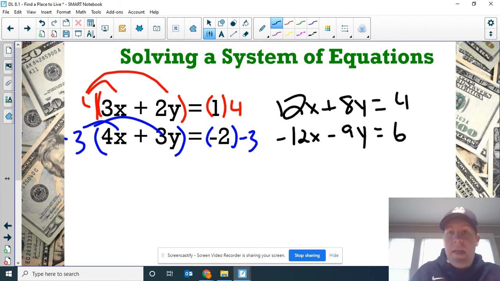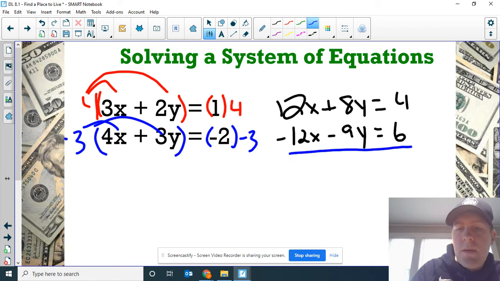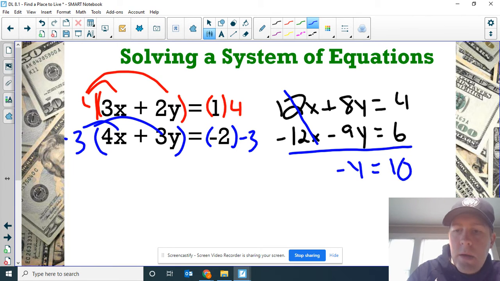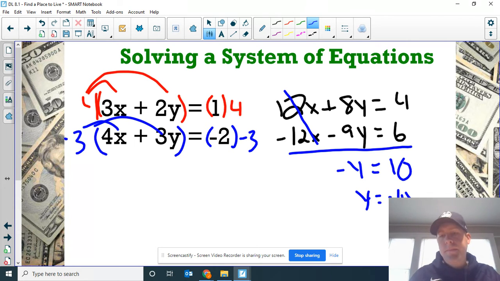Now let's go ahead and add the equations together. So 12x minus 12x is 0. That cancels out. 8y minus 9y is just -1y, or -y. And then 4 plus 6 is 10, which means y is going to equal -10.